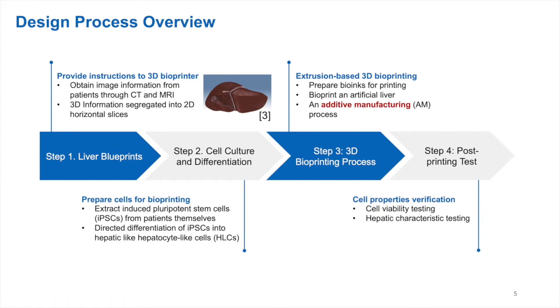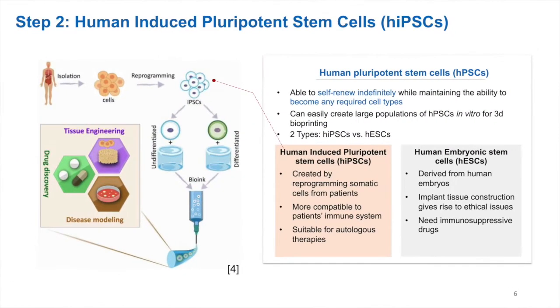Prior to the process, induced pluripotent stem cells are first extracted from patients themselves. Then in step 1, a detailed liver image of the patient is obtained through clinical diagnostic technologies such as CT scans and magnetic resonance imaging. The 3D image information is then transformed and segregated to provide instructions to the 3D bioprinter. In step 2, the extracted cells are cultured and differentiated.